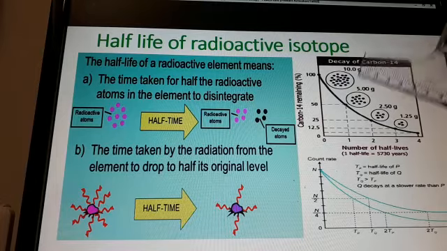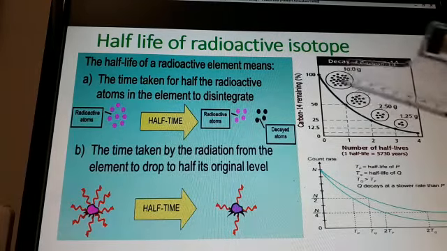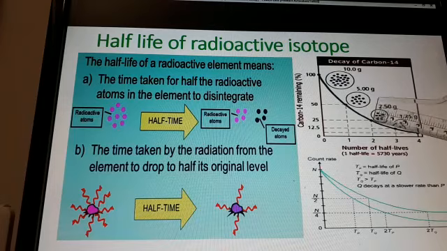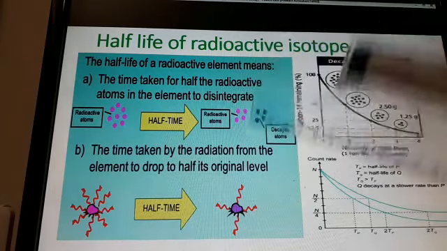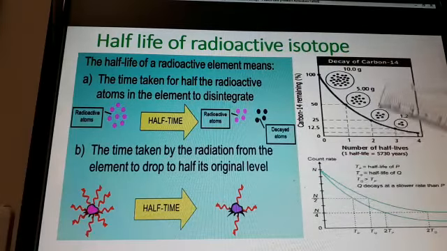The picture shows it going from 100 down to 50. This is the first half-life; then half of that is the second half-life, and this is the third half-life, like that. So the time taken for the radiation from the element to drop to half its original level is called the half-life of a radioactive isotope.